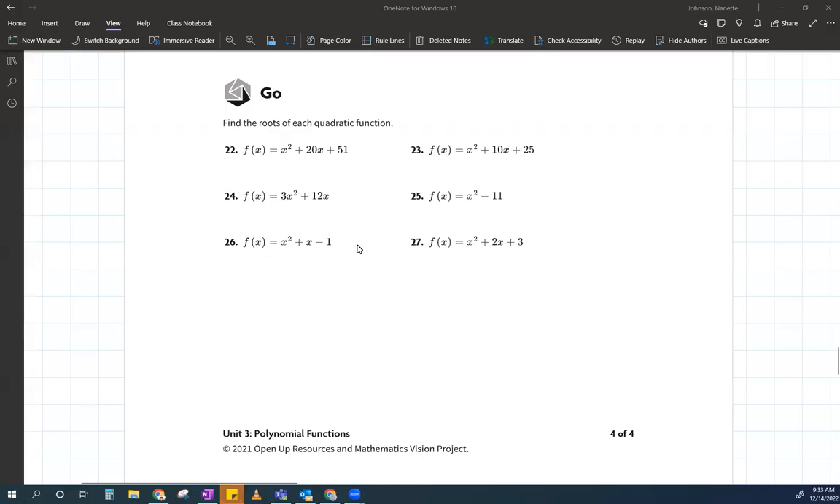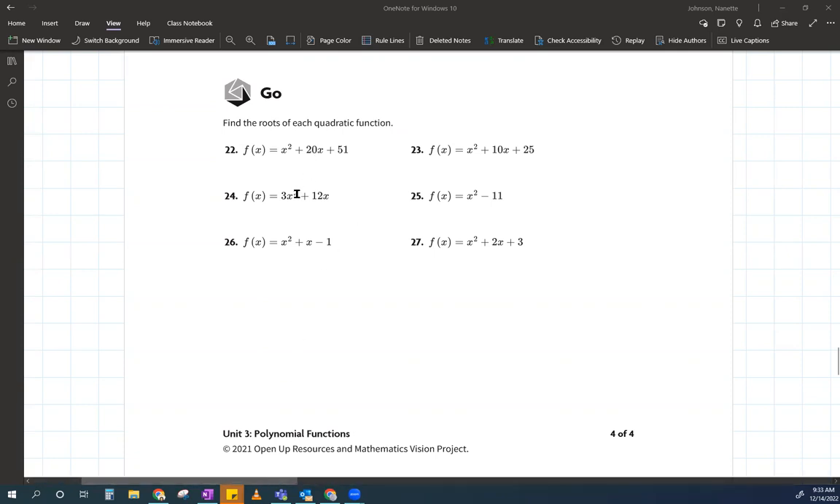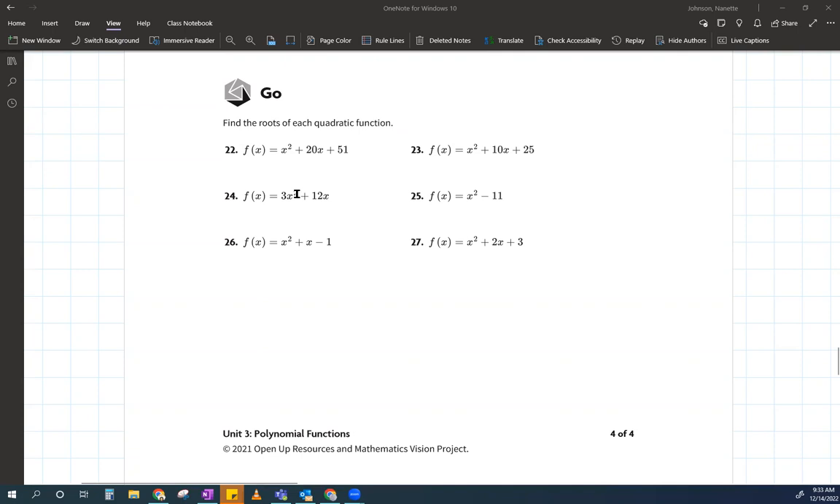All right, welcome back. We are doing more of finding roots. And this one, we're going to be finding roots of quadratic functions. So I'll tell you a couple different ways to find the roots, and then I'll tell you my preference for each one of these, because I think I'm going to be solving each one of these differently. So we're in 3.7. This is number 22, 24, and 25.